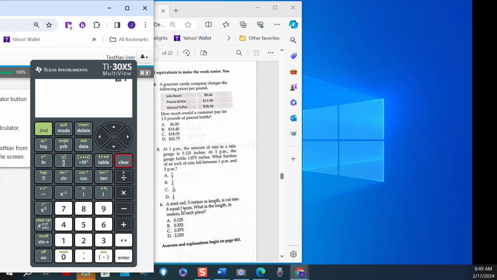It says a steel rod 3 meters in length is cut into 8 equal pieces. What is the length in meters of each piece? Now, if it's cut into 8 equal pieces, that means that it's divided. So we would take 3 divided by 8 and press enter. And it gives us what is the length in meters of each piece is 0.375, which is C. So we're actually done.